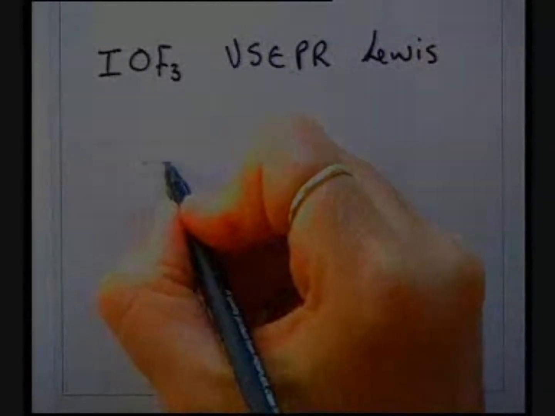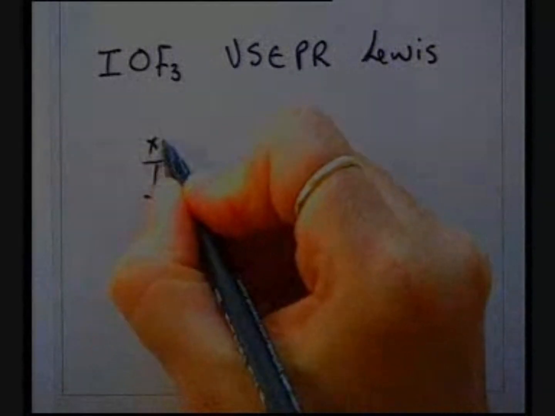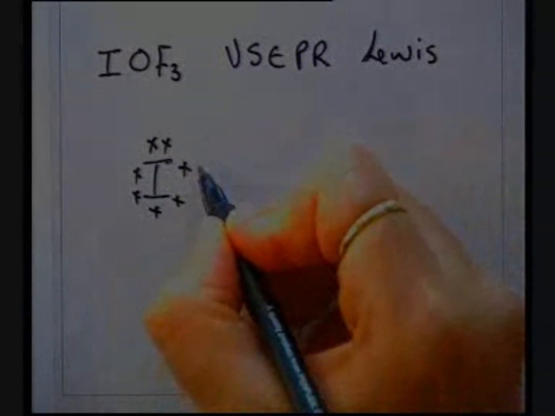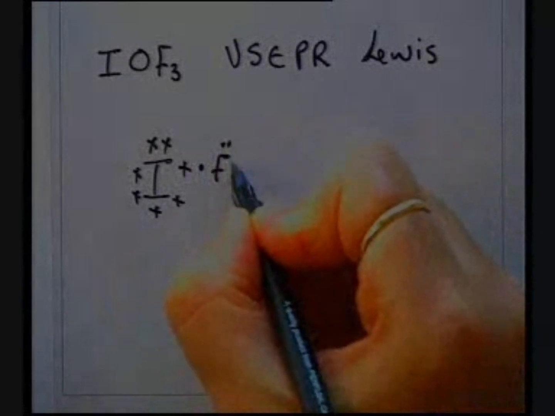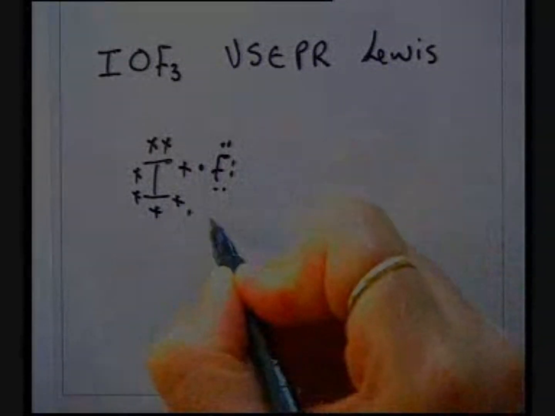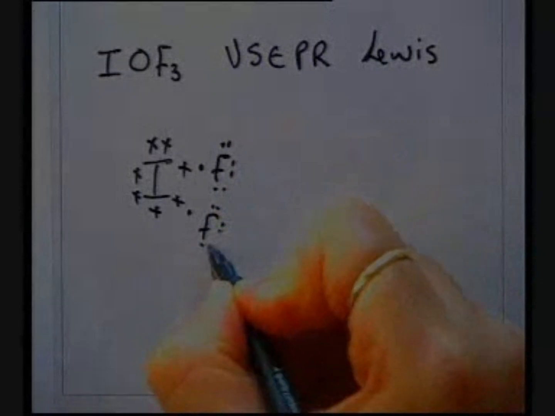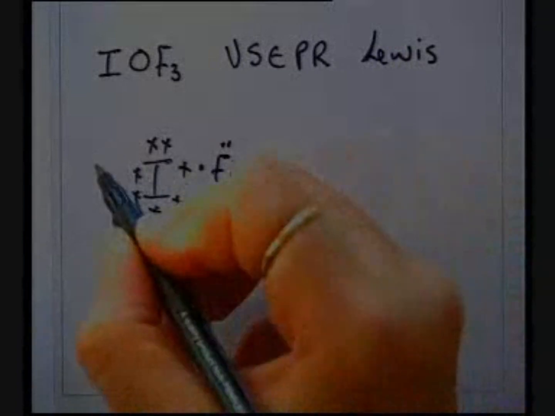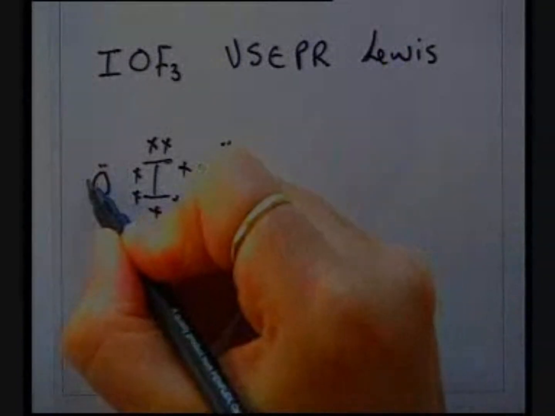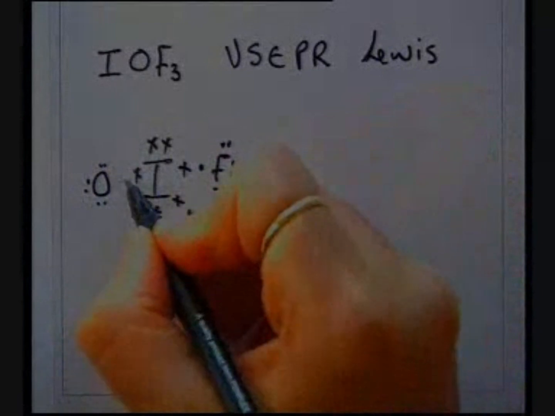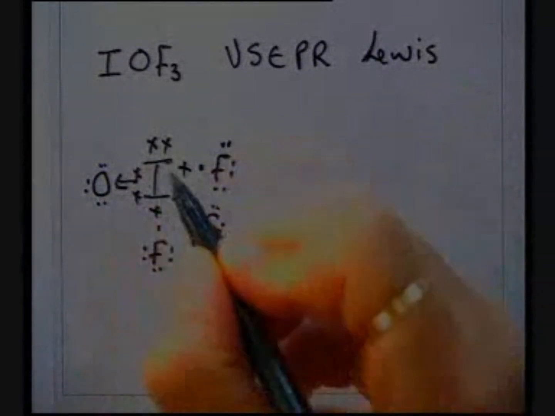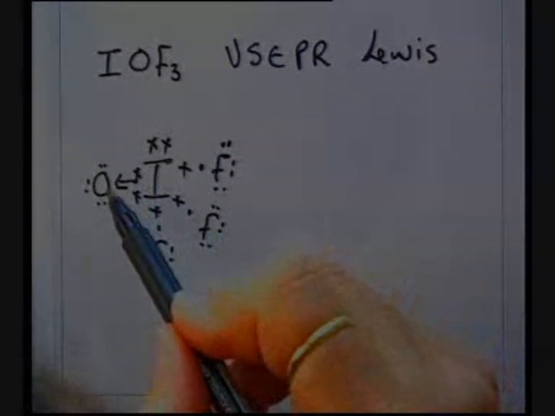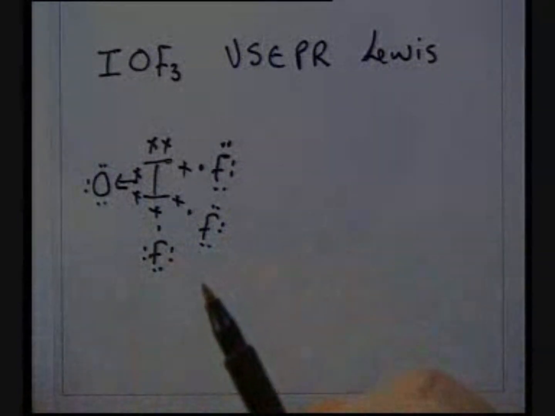Iodine with 7 valence electrons. We've got 3 fluorine atoms, and we'll form the normal electron octet around the fluorine atoms. 1 oxygen atom. We can suggest the formation of a dative covalent bond where the central atom iodine will donate 2 electrons to an open orbital around the oxygen atom.